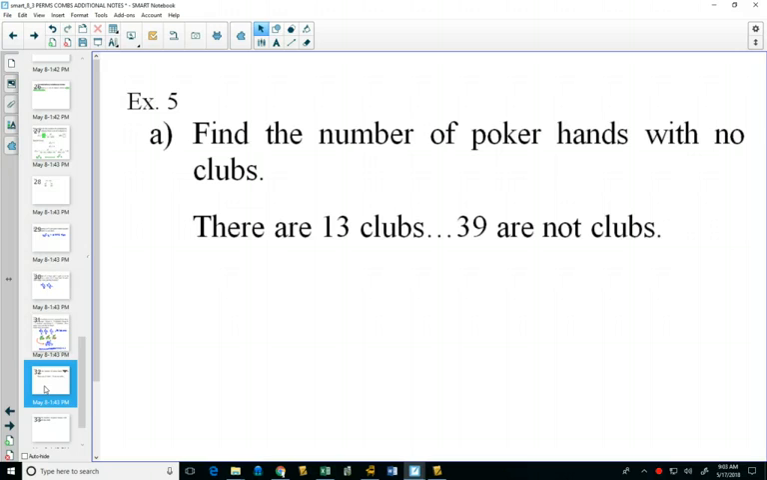Find the number of poker hands with no clubs. So if I go through my deck of cards and I look for all the clubs, take out the jokers, okay. If we want to count how many poker hands have no clubs, right? I think to myself, well, how could I guarantee that you don't get any clubs?